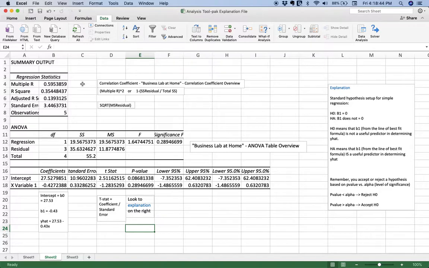If you're wondering more how to interpret that and what that means, I also have another video right here, the correlation coefficient overview video, that you can look at on the channel, but that is how you identify it. It's simply listed right here next to multiple R.